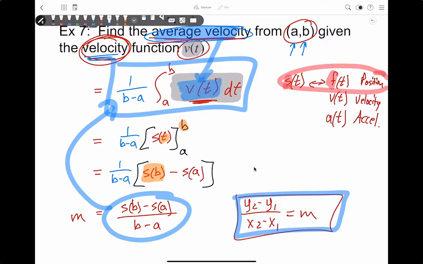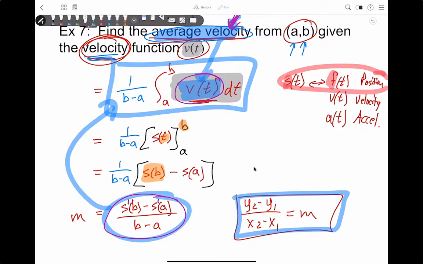Okay, so just to reiterate that, if I wanted to find the average acceleration, if it asked right here for the acceleration, then the acceleration function would go here, and this would be between two velocities. Understand the one level jump that they exist away from each other and how they're both correlated. All right, let's move on.